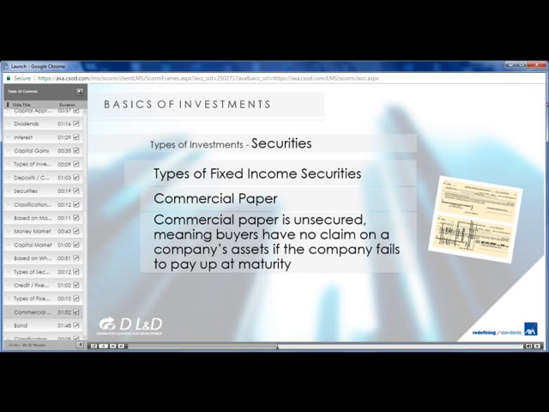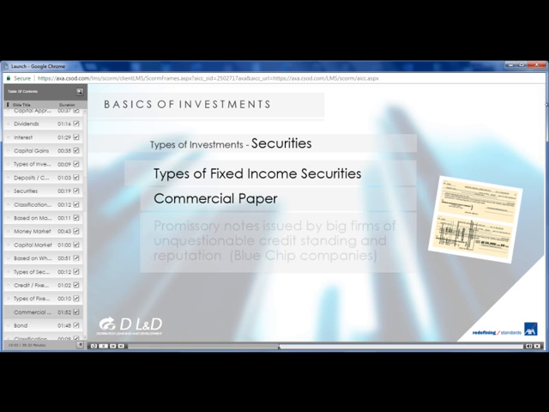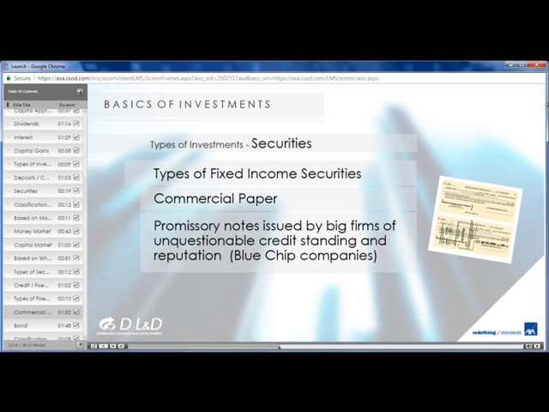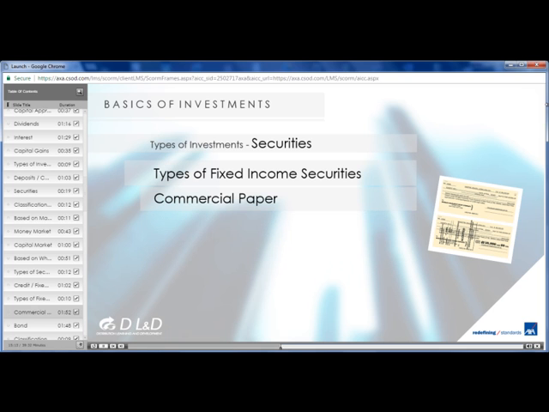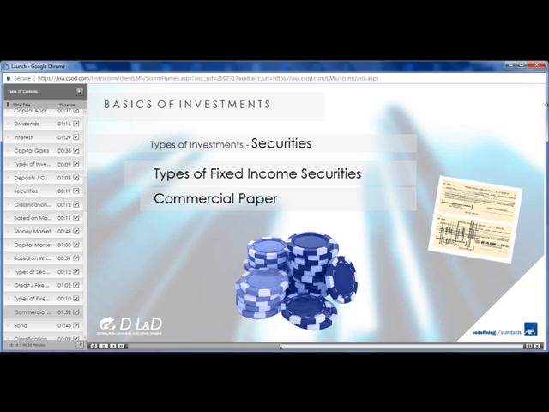In this respect, only the companies, corporations, and firms with good credit can successfully sell commercial paper. Commercial papers are considered promissory notes issued by big firms or blue-chip companies, companies of unquestionable credit standing and reputation. Describing a company as blue chip comes from the game of poker, where blue chips are the most valuable.